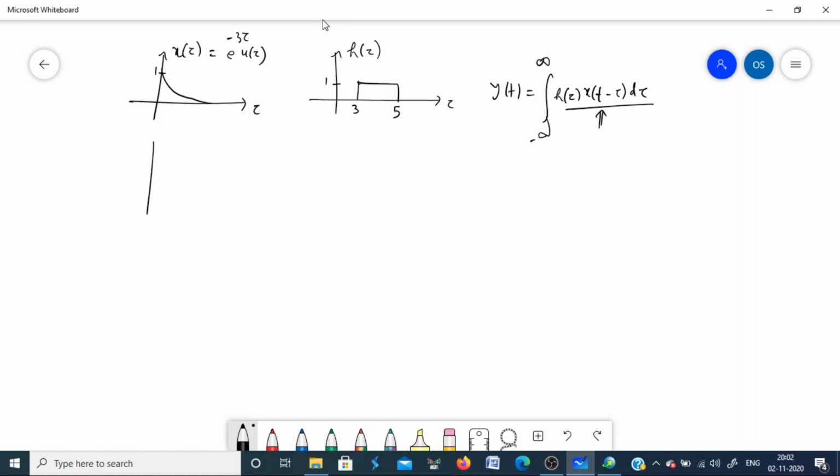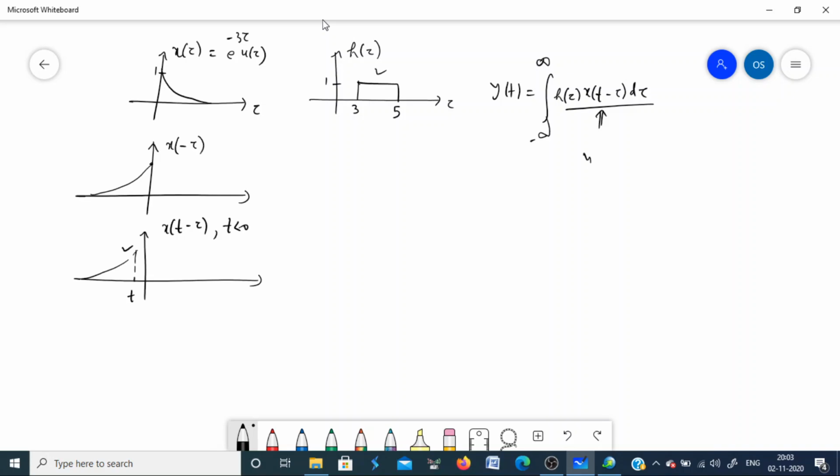So if I fold it, I will get x of minus tau, which will be a function like this. And then when you plot x of t minus tau, now for t greater than 0, of course, it will be shifted to the left. So as a result, when you multiply this function with this function, your product is 0. So y(t) is simply 0 for t less than 0.